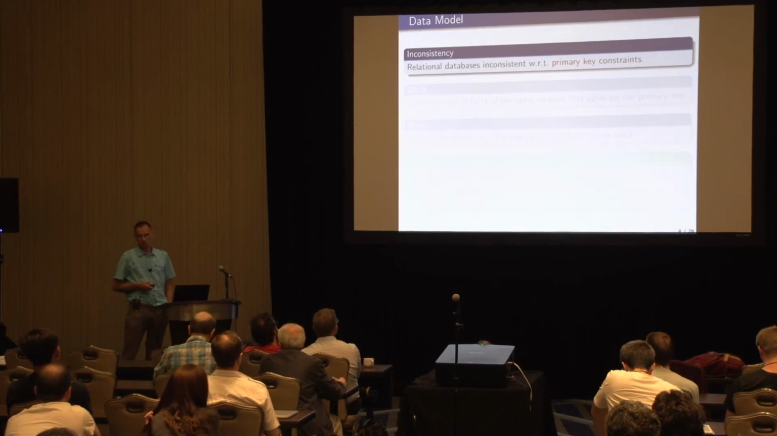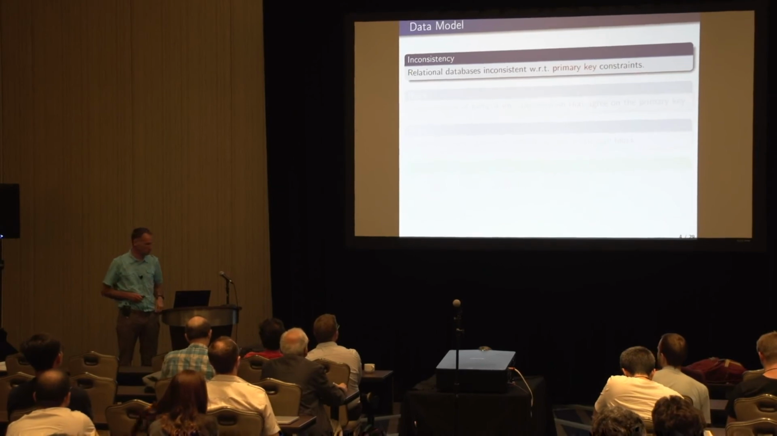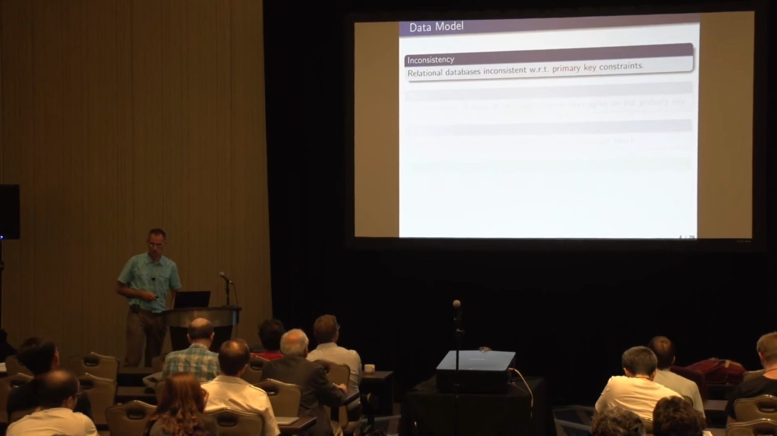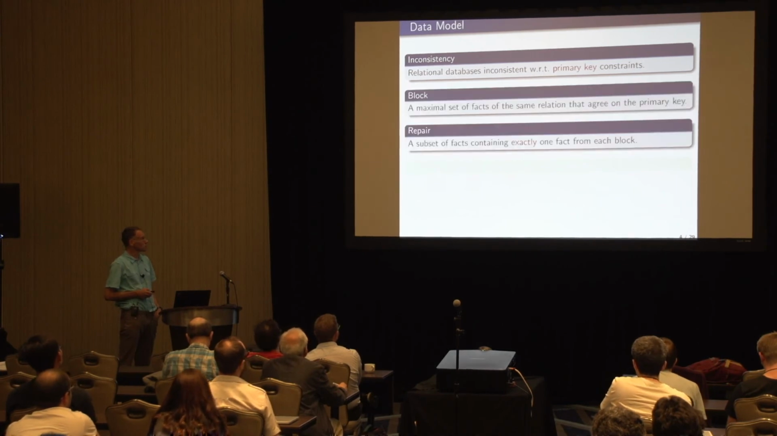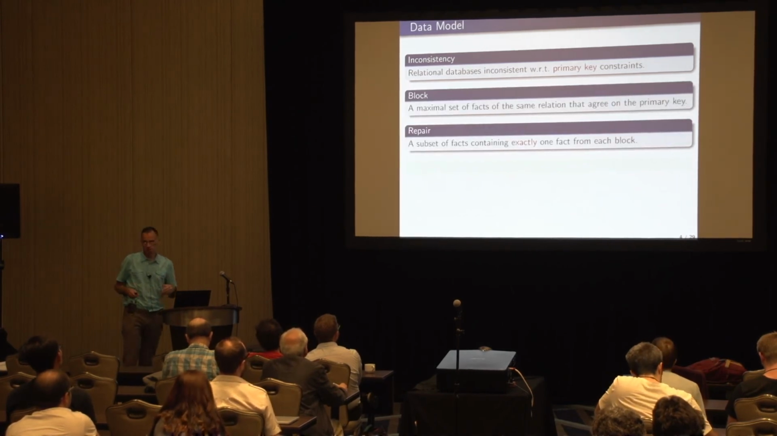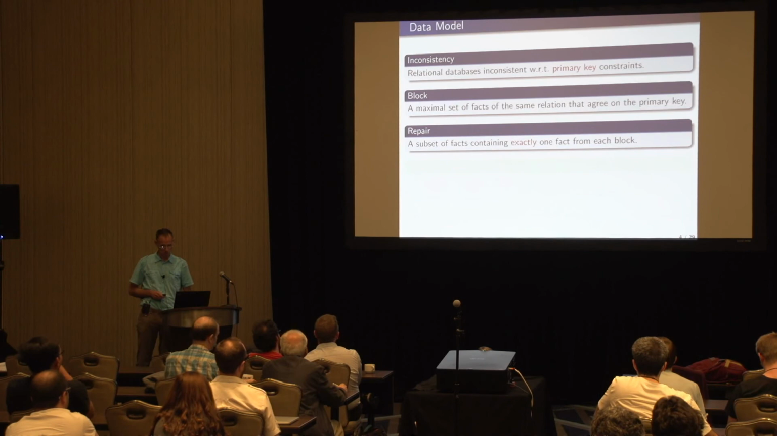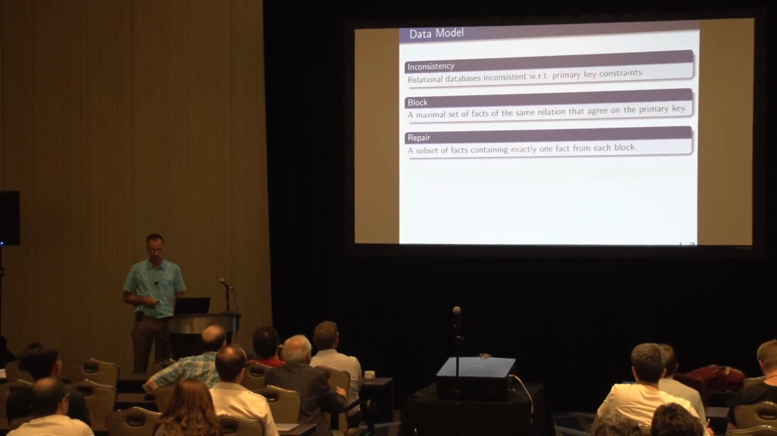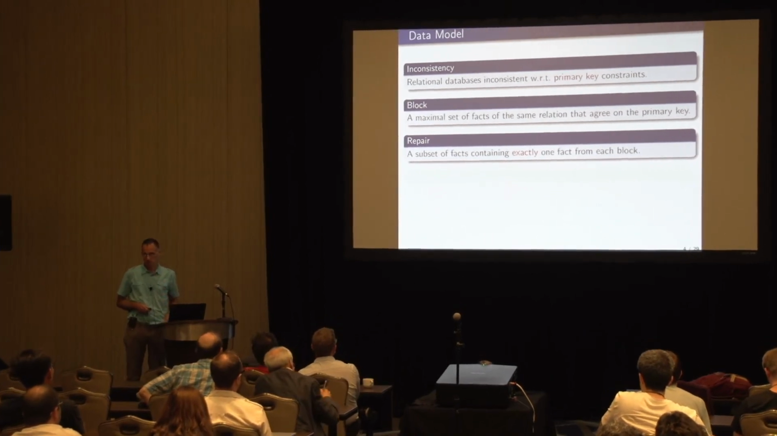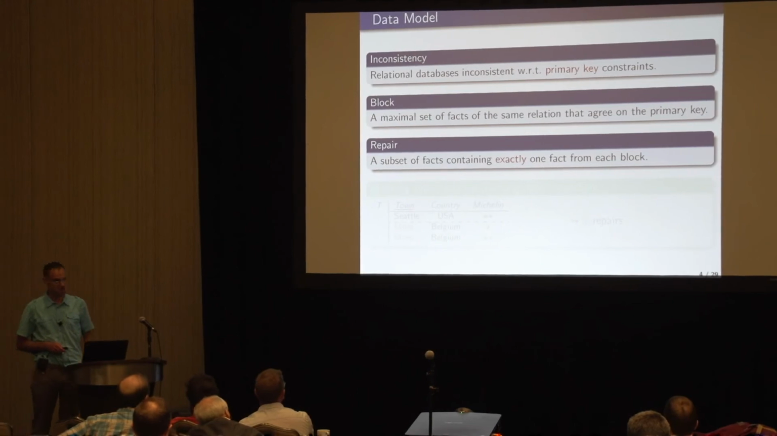So here we are dealing with inconsistent databases, and inconsistency is only with respect to primary key constraints. There are no other constraints involved. Some notation: a block is a maximal set of tuples that agree on the primary key, so these are maximal sets of inconsistent tuples. And a repair is any subset that you can obtain by picking exactly one tuple from each block. So it's a maximal consistent subset.